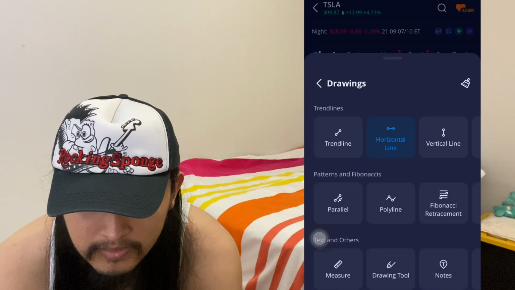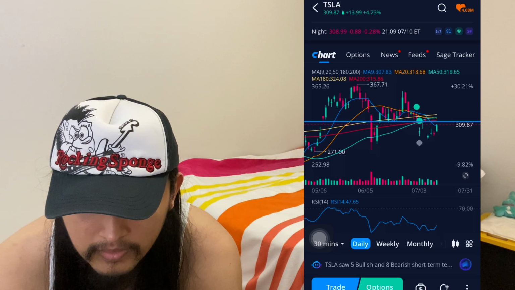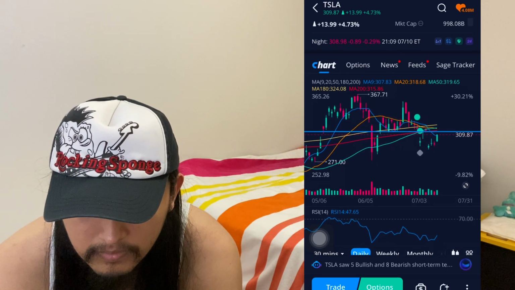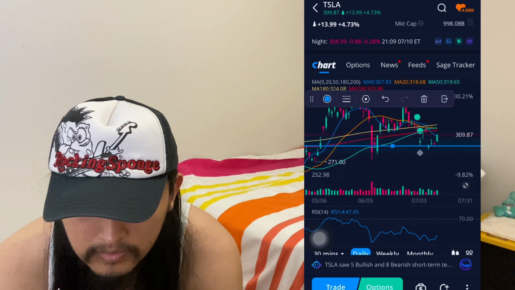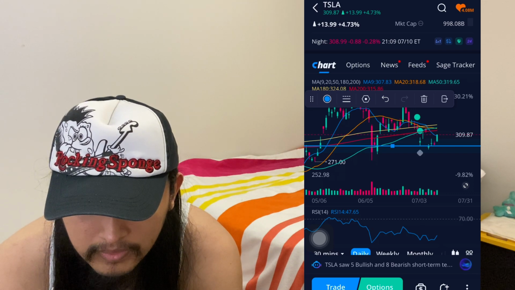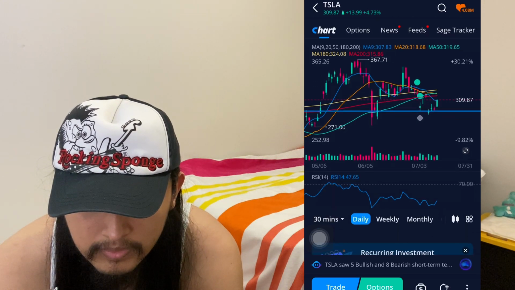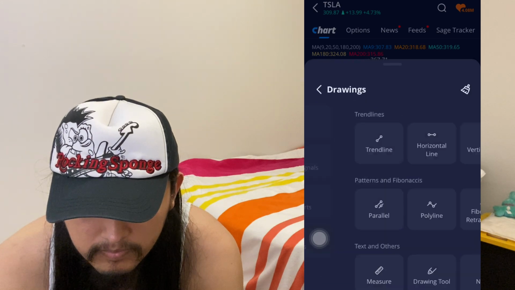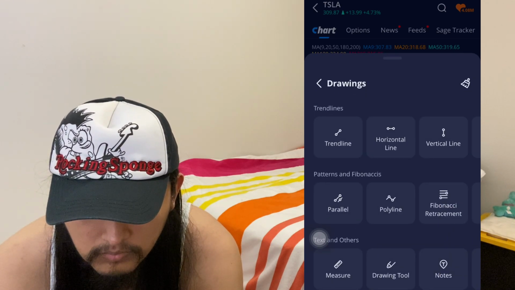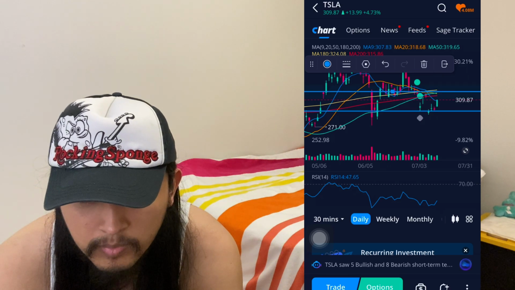And then resistance, wait, can I not duplicate this? Can I not duplicate it? Hold on. I don't think it can let me duplicate. I could be wrong. Hold on. Let me see. Oh yeah, okay, I just needed to press on the chart again.